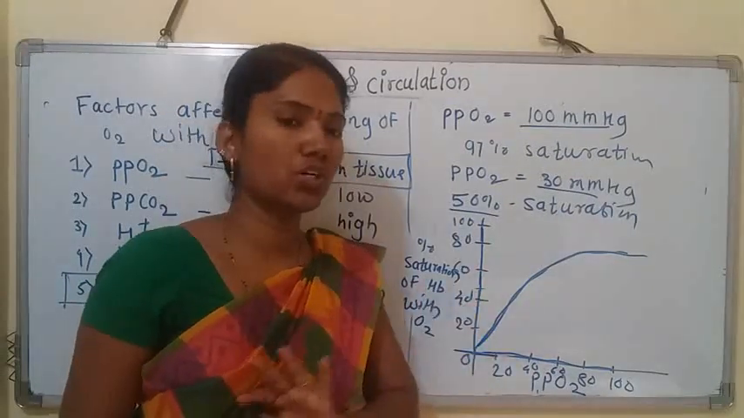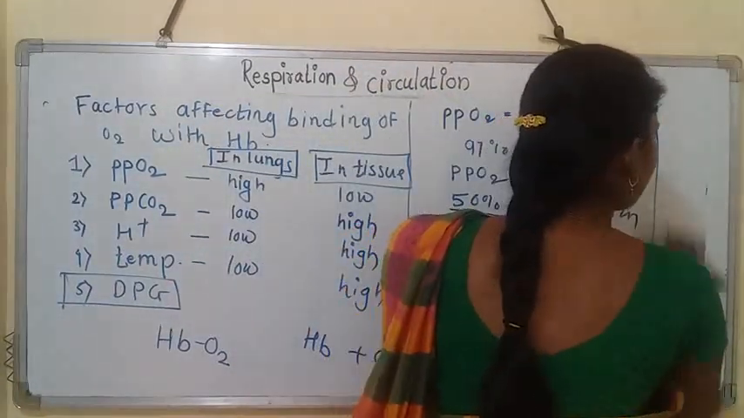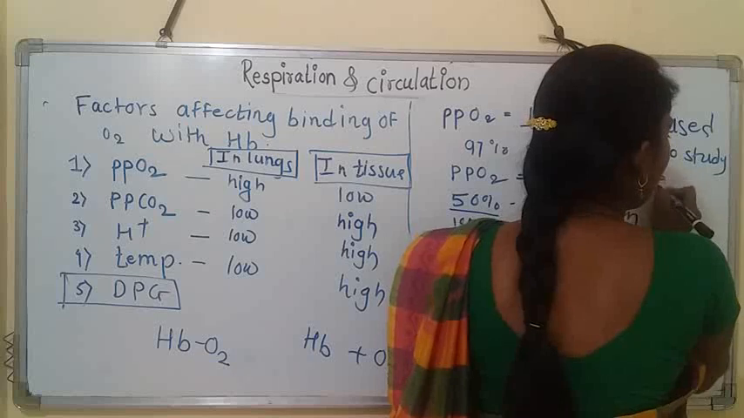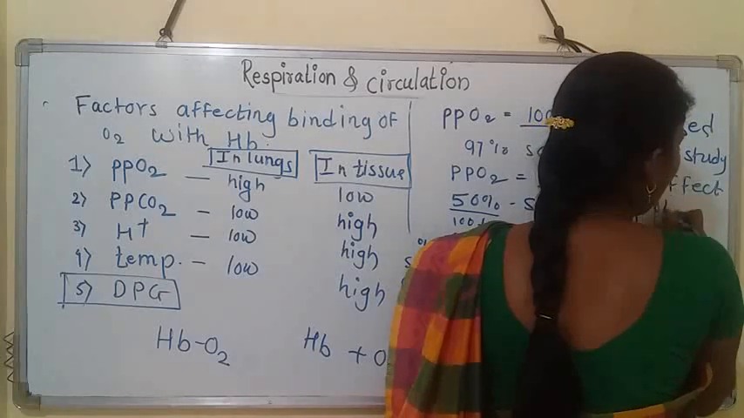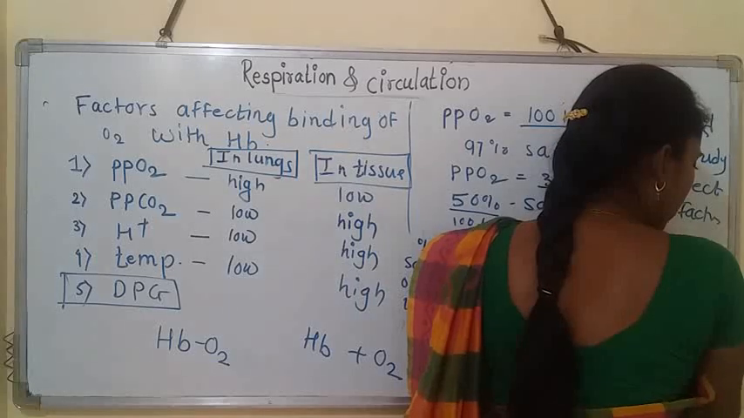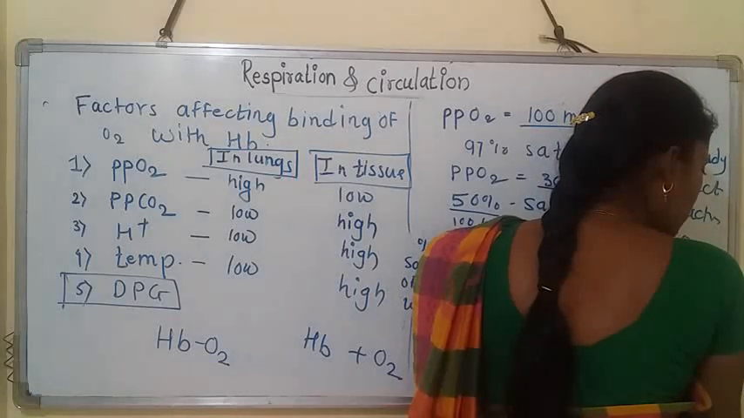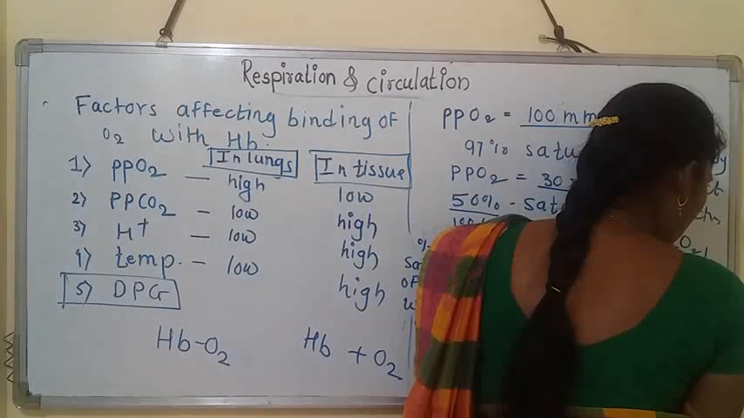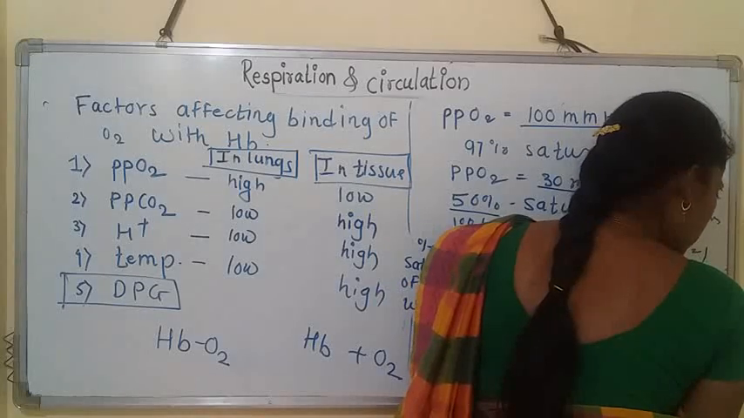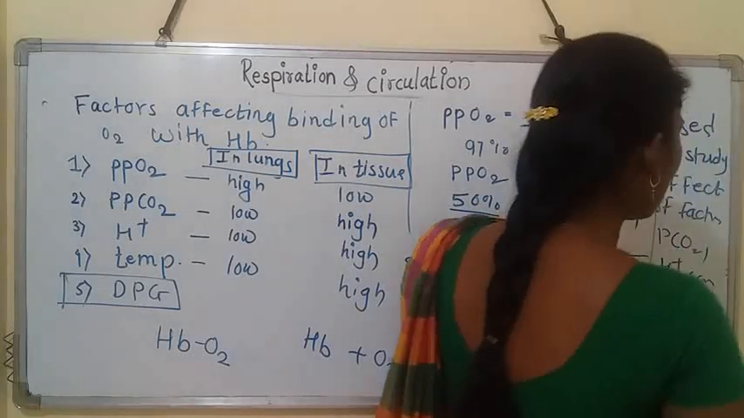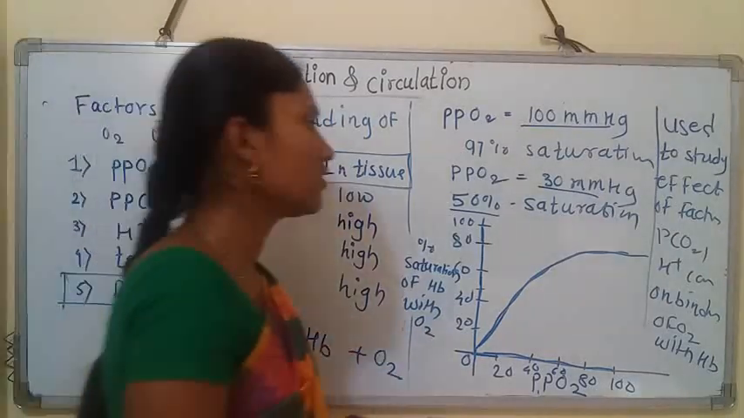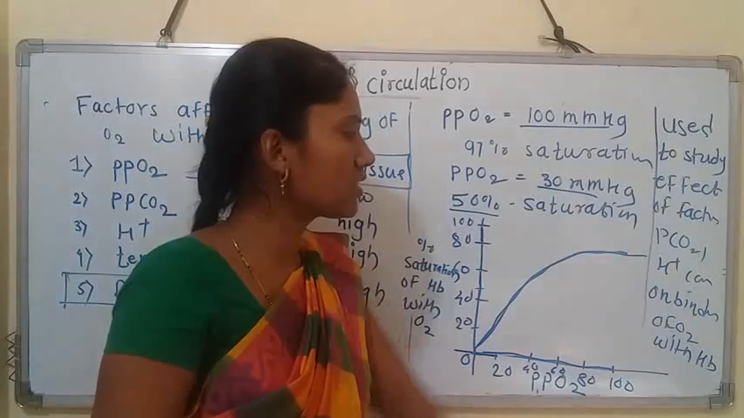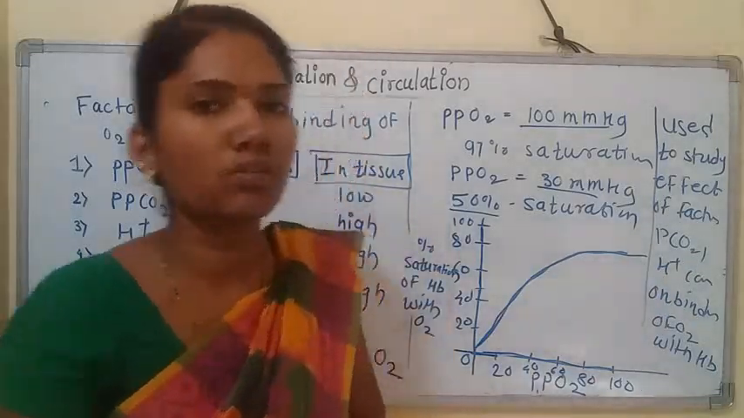This oxygen dissociation curve is used to study the effect of factors like partial pressure of CO2 and H plus ion concentration on binding of O2 with Hb. So this oxygen dissociation curve is useful to study the effect of factors. Which factors? Partial pressure of carbon dioxide and H plus ion concentration on binding of hemoglobin with oxygen.